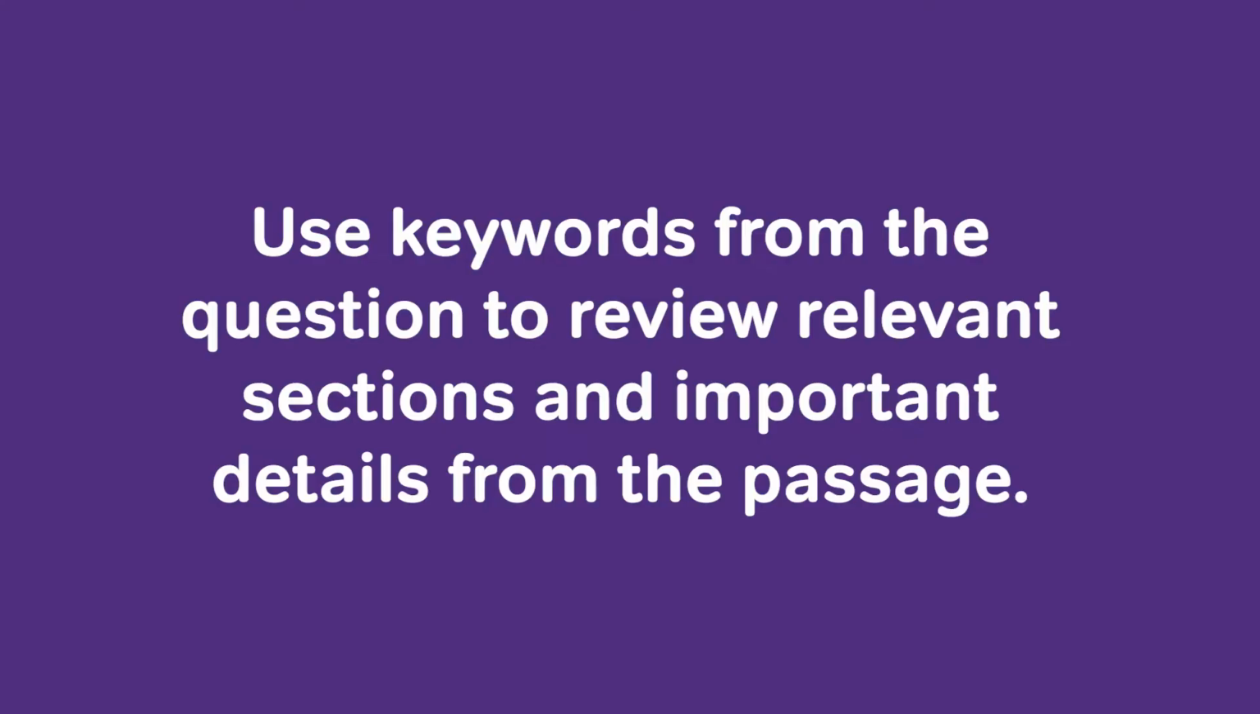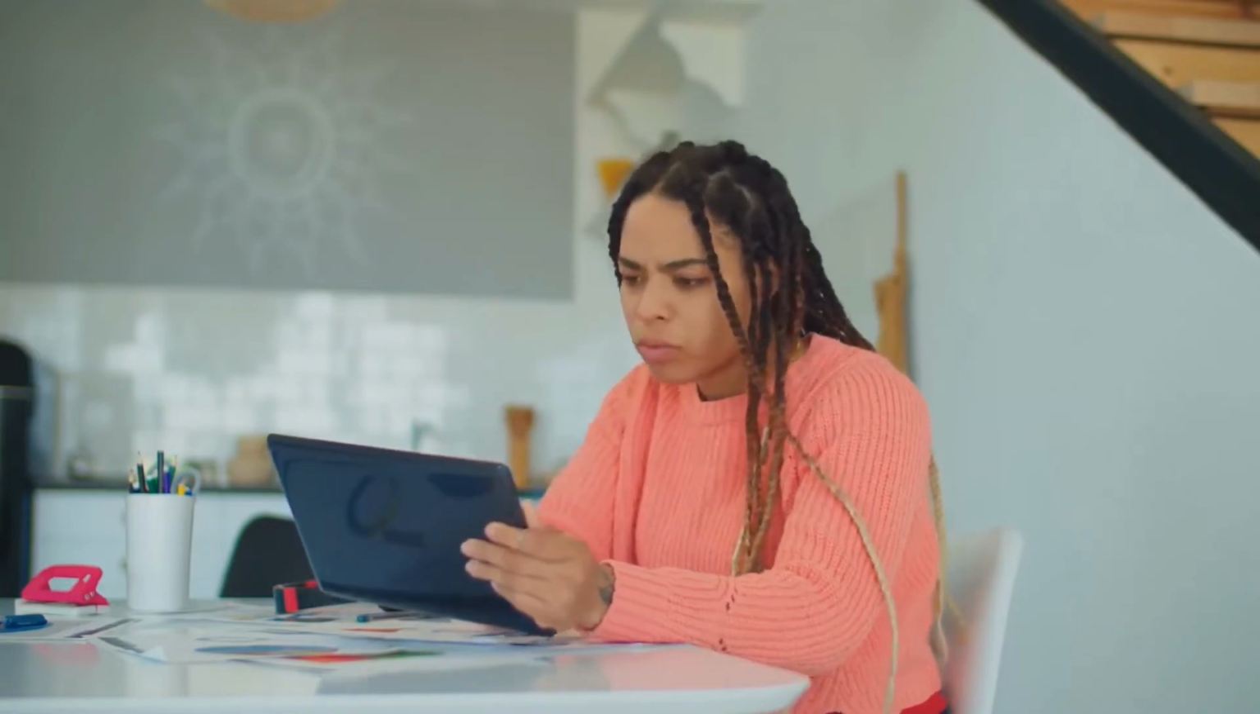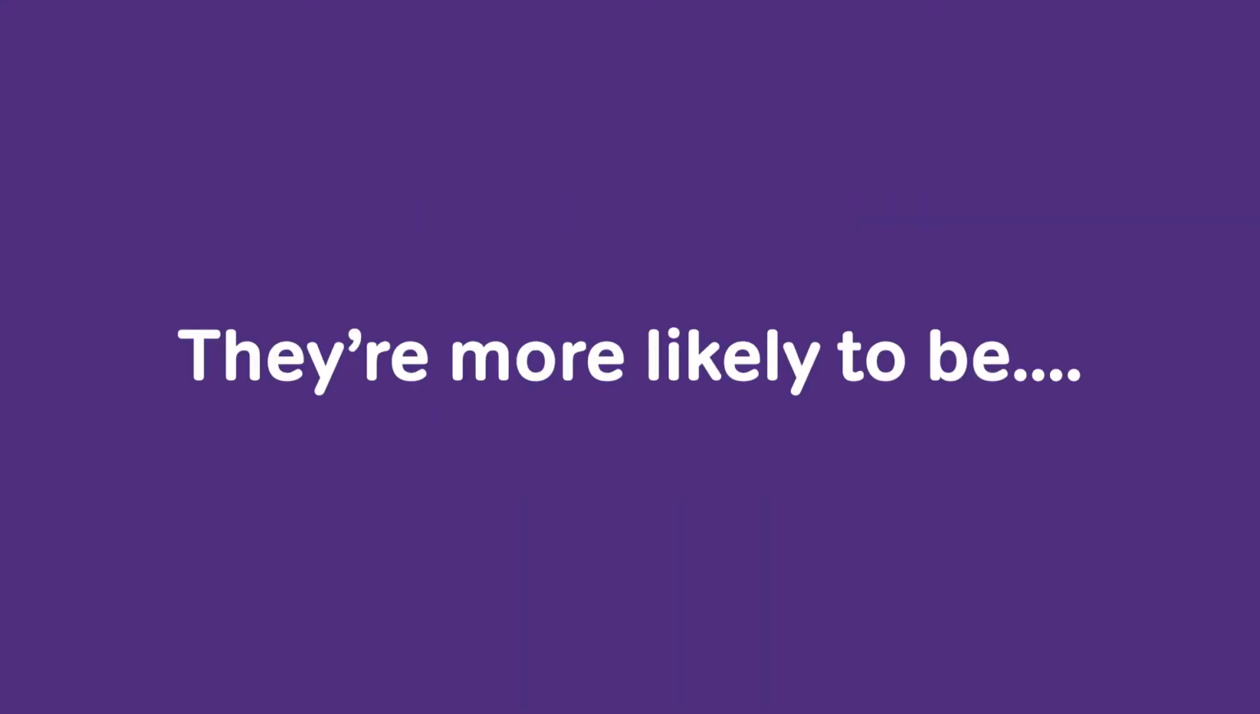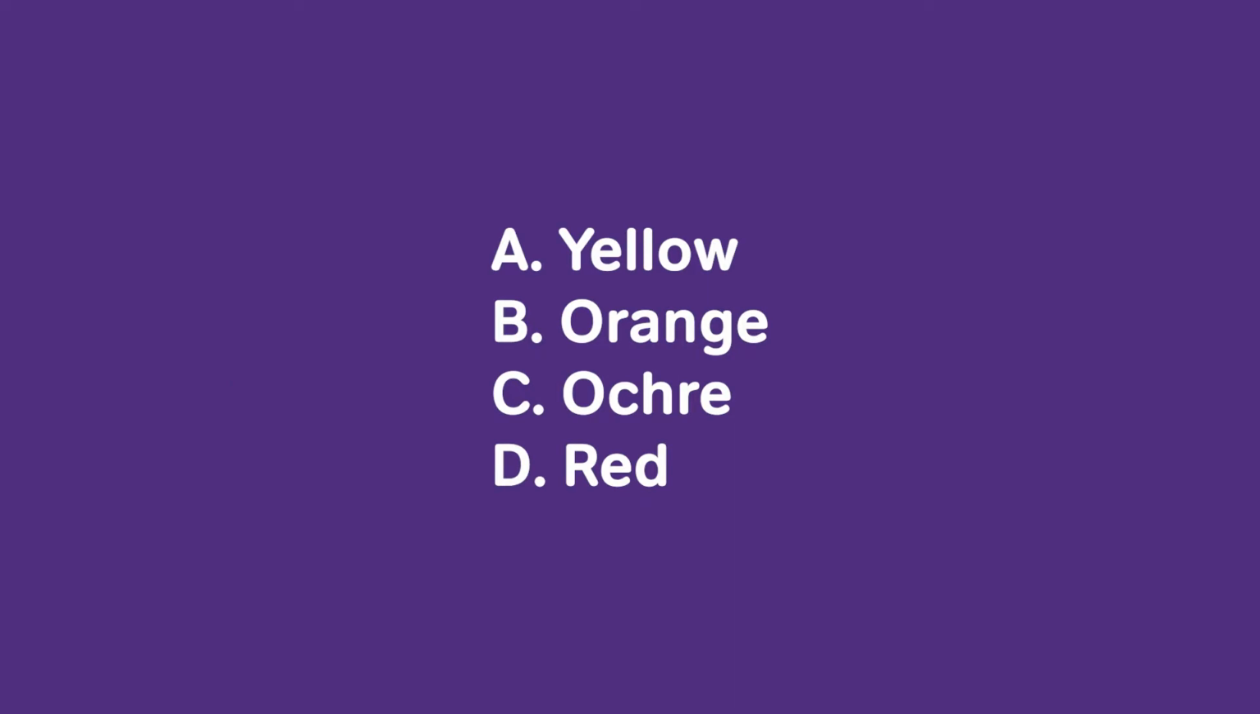2. Use keywords from the question to review relevant sections and important details from the passage. Don't expect the right answer to jump off the page at you. As we discussed above, these wrong answers are meant to be tempting. They're never going to be A, yellow, B, banana, C, 10, D, Mrs. Dalloway. Instead, they're more likely to be along the lines of A, yellow, B, orange, C, okra, D, red.